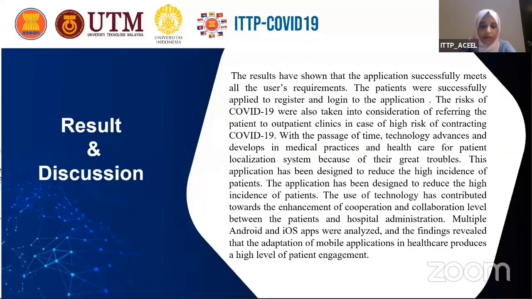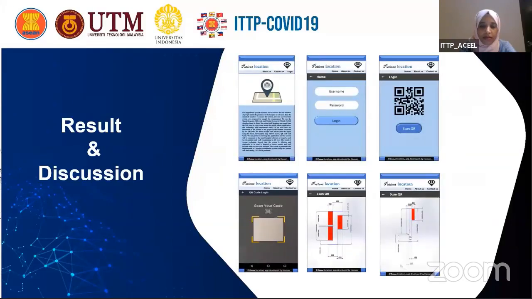Multiple Android and iOS apps were analyzed, and the findings revealed that the adoption of mobile applications in healthcare produces a high level of patient engagement. So in this slide, I'm showing the application that we have designed.